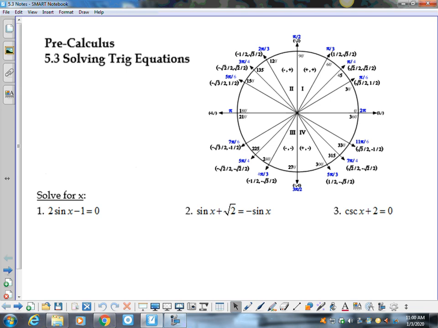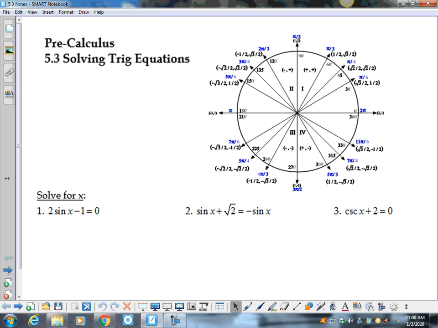Okay, so you can see in the top right corner I have a copy picture of the unit circle, which we're going to be using. So it's just there for reference, but hopefully it's sort of engraved in your head. So in looking at examples 1, 2, and 3, our job is to solve this equation for x.